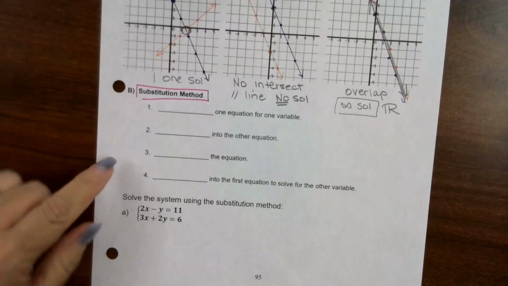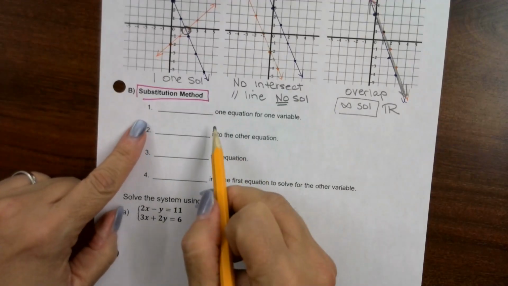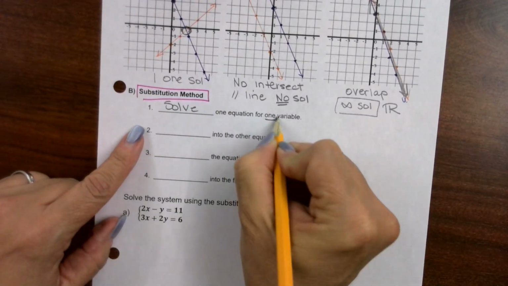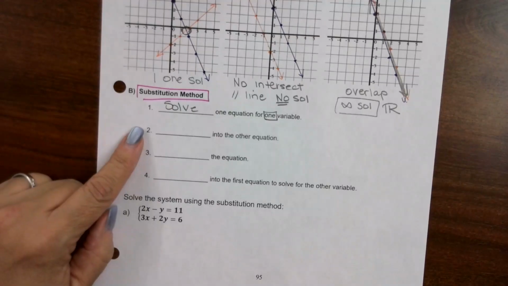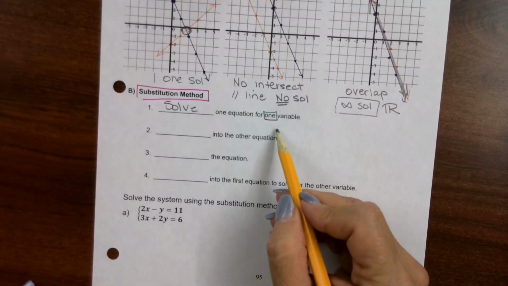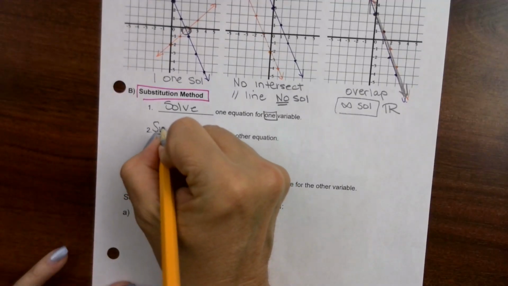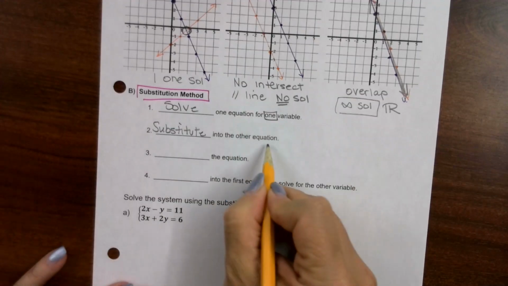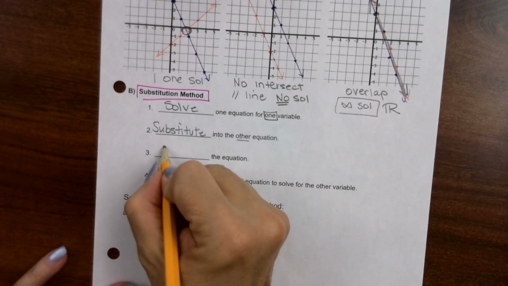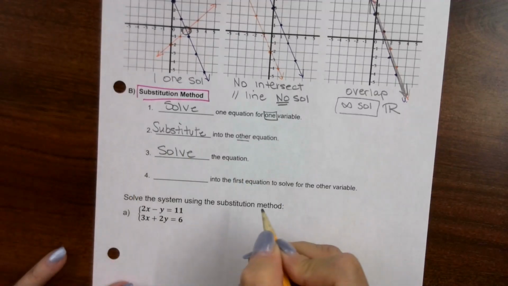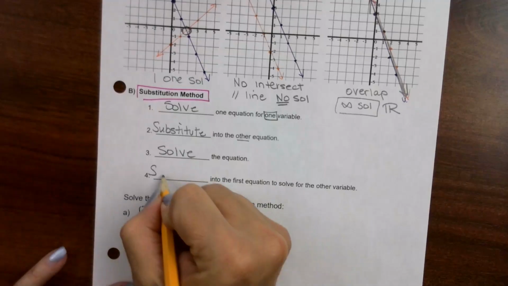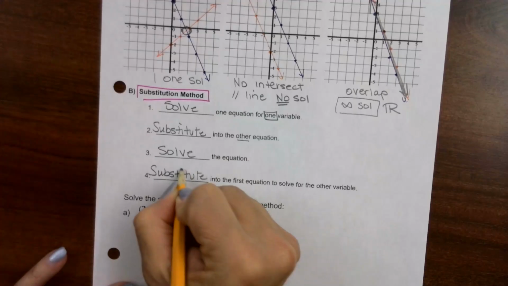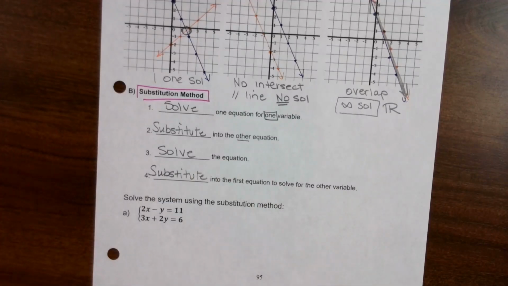And so we have some strategies right here. What's going to happen is we're going to solve for one variable. We're going to have two equations, that hasn't changed, but we're going to solve for one variable. Here's the key word: we're going to substitute that variable into the other equation. We're going to solve that equation, and then, here's our word again, we're going to substitute into the first equation to solve for the other variable.